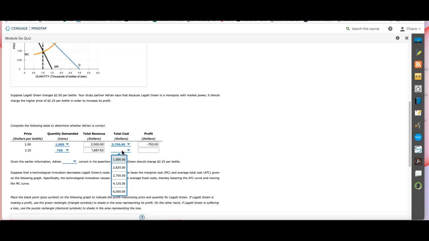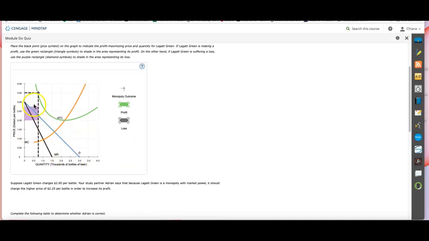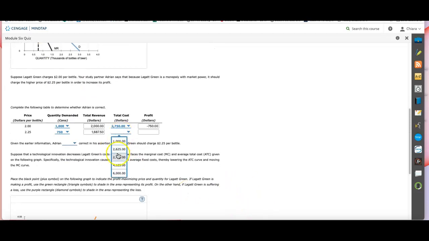3.25 times 750 equals 2,437.5. Okay, so I couldn't find the number in the drop down. If I can't find the number I'm coming up with in the drop down, I know I made a mistake. So I looked it up again. I dragged the dot and it actually intersects the average total cost at a price of 3.50. So if I do 3.50 times 750, it comes to 2,625, and I have the 2,625.